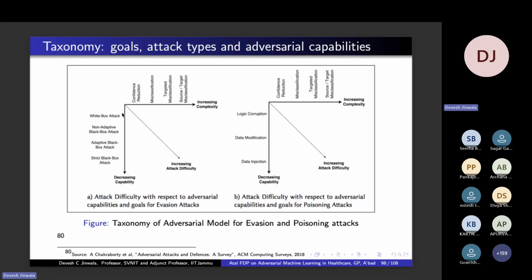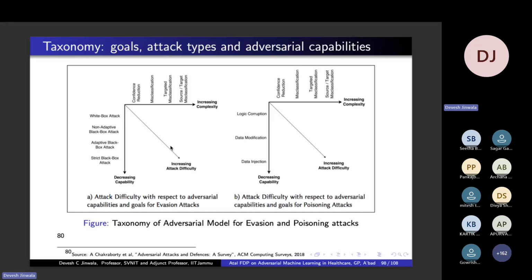If you look at the complexity, white box here stands in terms of confidence reduction. Then you have misclassification, targeted misclassification, and source target misclassification. So if you look at only these four, then on this side the complexity increases, because confidence reduction is the simple thing to achieve, less complex. But as I go on to source target misclassification, it is increasing complexity. So both these terms are related here. Increasing attack difficulty is the overall result. And this is for the evasion attacks.